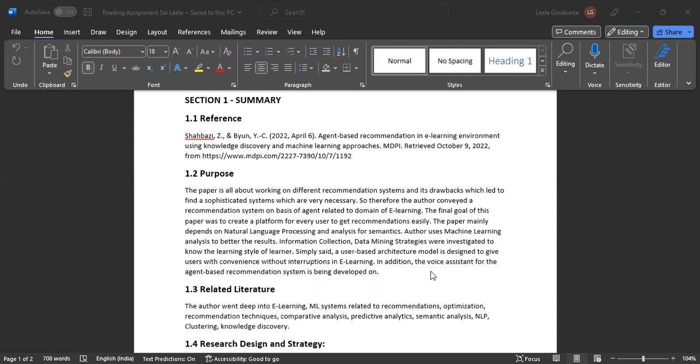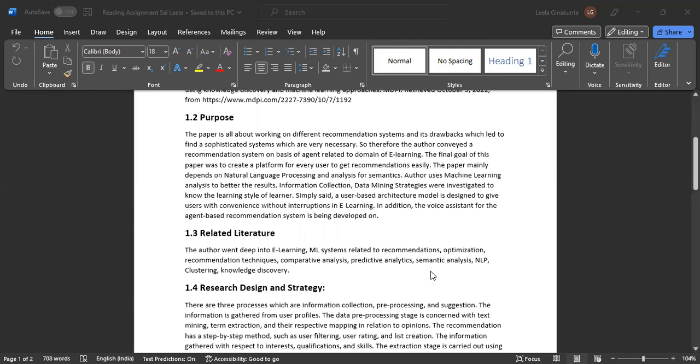The paper mainly depends on natural language processing and analysis for semantics. The author uses machine learning analysis to better the results. Information collection and data mining strategies were investigated to know the learning style of the learner. Simply said, a user-based architecture model is designed to give users convenience without interruptions in e-learning. In addition, a voice assistant for the agent-based recommendation system is also being developed.